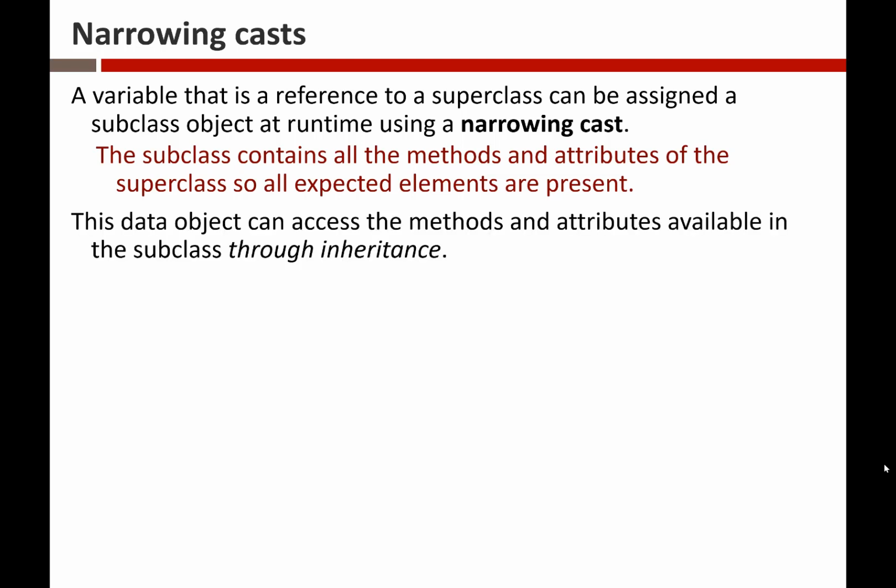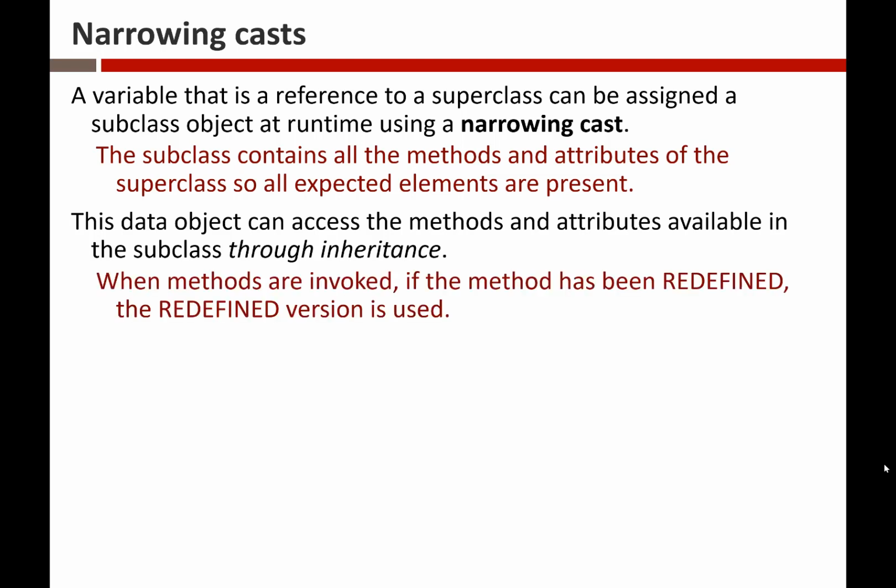This data object can access the methods and attributes that are available in the subclass through inheritance, because, like I just said, it knows about all the attributes and all the methods of the parent because it got those through inheritance. If a method has been redefined, the redefined version is used. This is where it gets kind of fun and interesting and a little bit tricky.